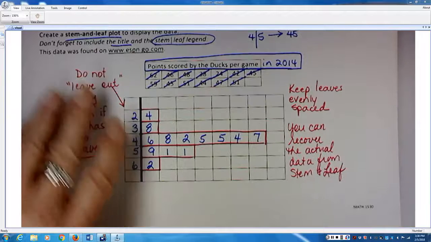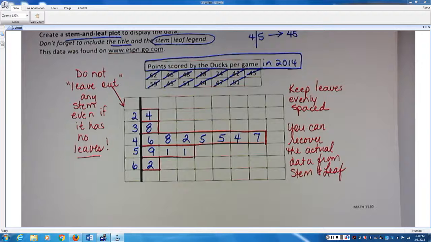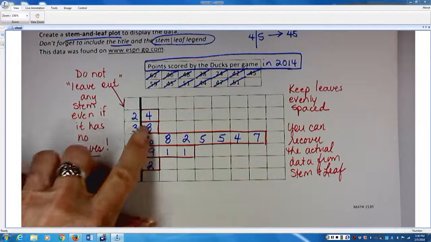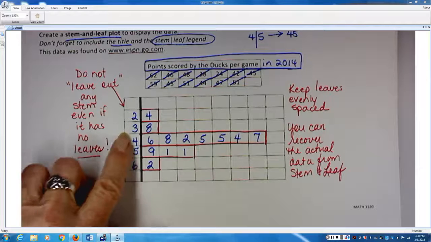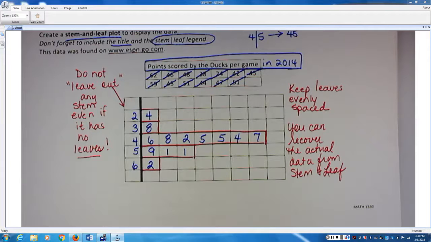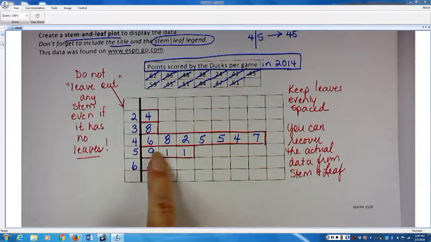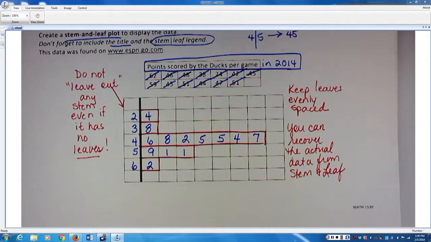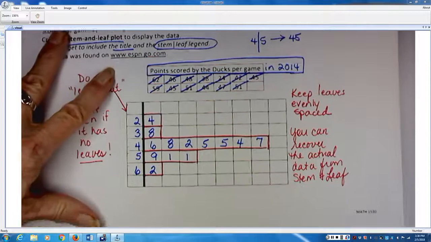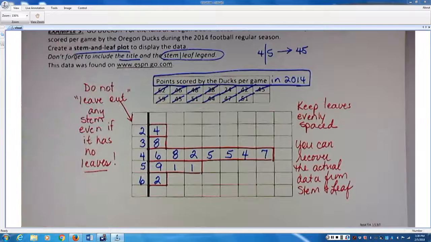You can recover the actual data from the stem and leaf. I know I had 24, 38, 46, 48, 42, and so forth. So I could actually write down my data again, even if I didn't have my data table. Even if I wadded it up and threw it away, if I've still got this, I can write down the actual data. So that's a good thing about stem and leaf plots. Stem and leaf plots are one of the favorite things to make.